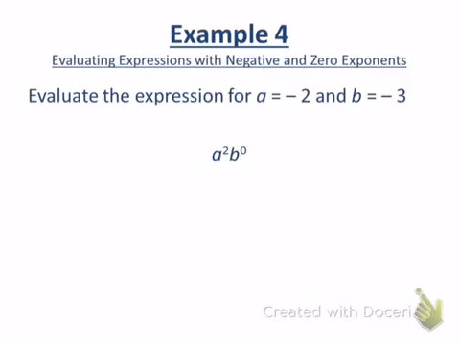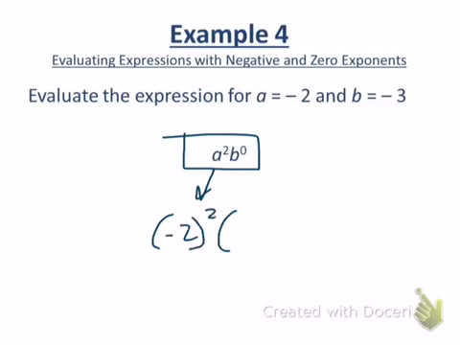Evaluate this expression, a squared times b to the 0. This is the expression we're working with right here. If a equals -2 and b equals -3. First thing we're going to do is what? Plug it in. Yeah, so we're going to write it down and show our substitutions. That's -2 squared times -3 to the 0. What does that equal to? 4. 4 is correct.